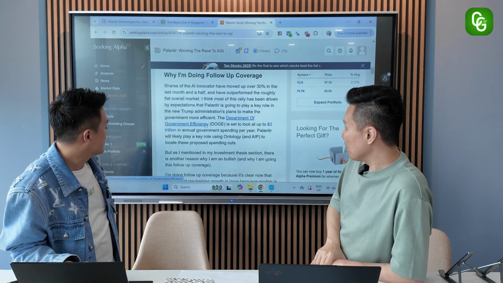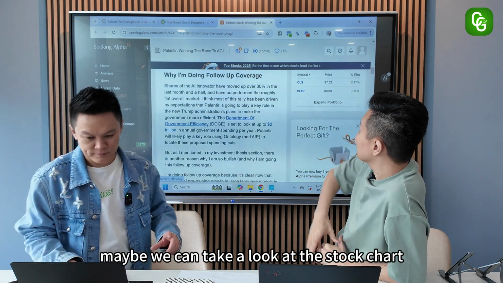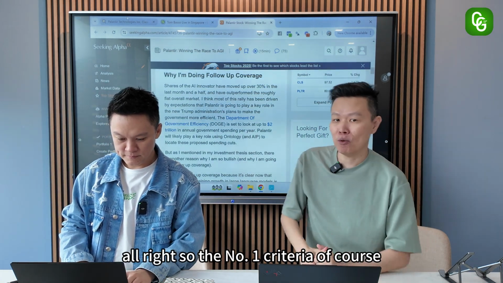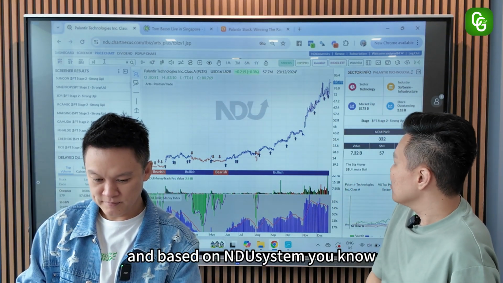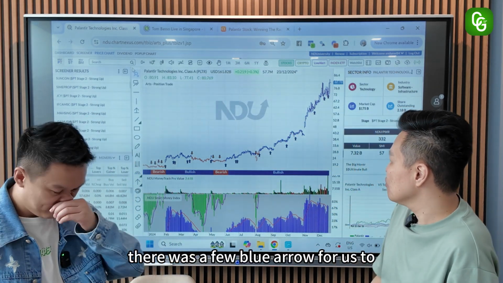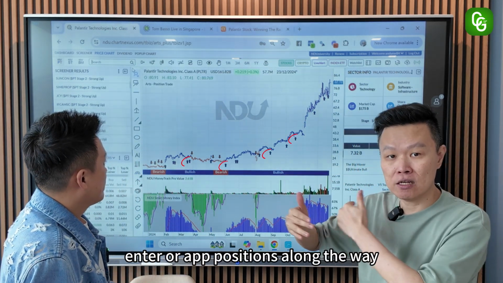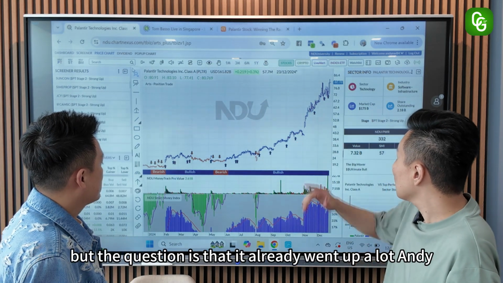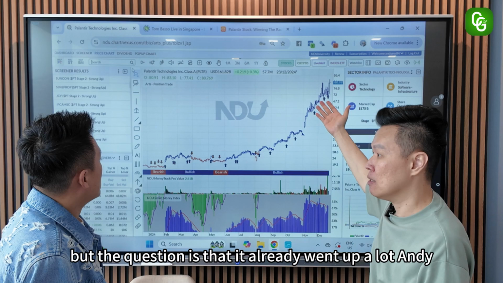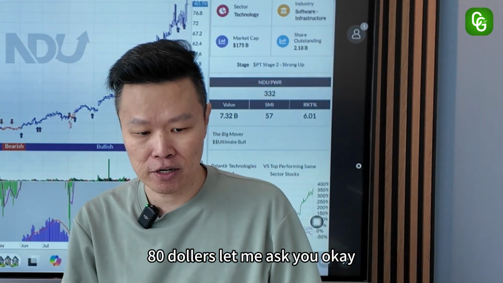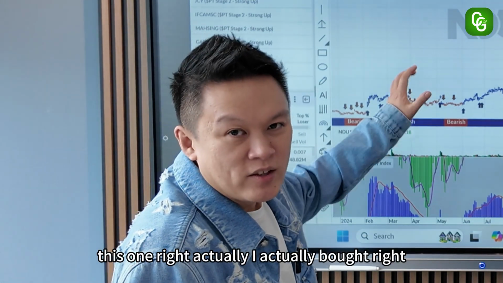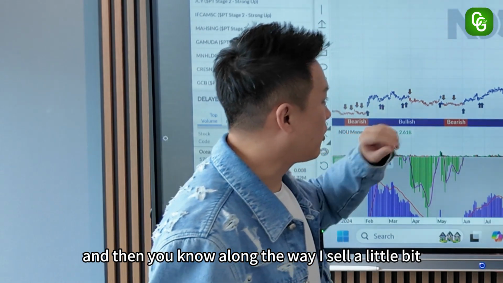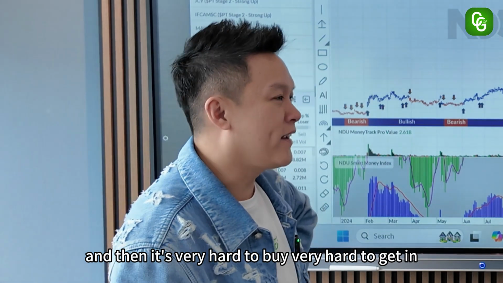So if you look at the stock chart, maybe we can take a look at it. The number one criterion, of course, is uptrend. Based on the NDU system, there were a few blue arrows for us to enter or add positions along the way. But the question is that it already went up a lot, Andy. $80. Let me ask you. What next? I also don't know, because this one I actually bought, and along the way I sold a little bit. I took some profit, and now it's very hard to get in.